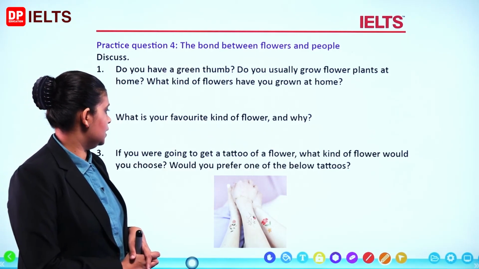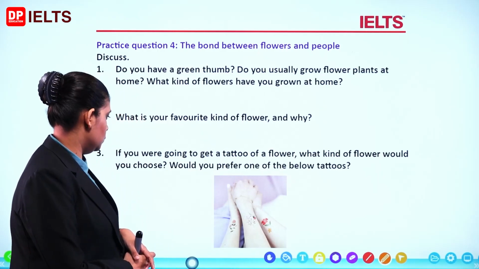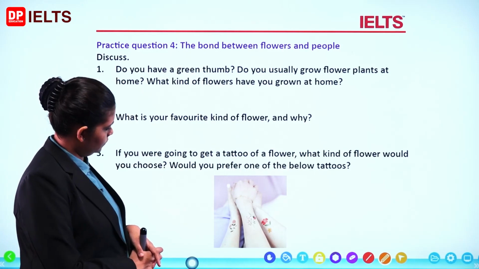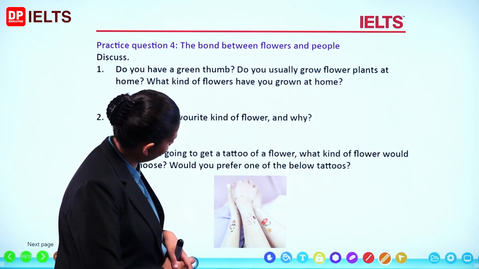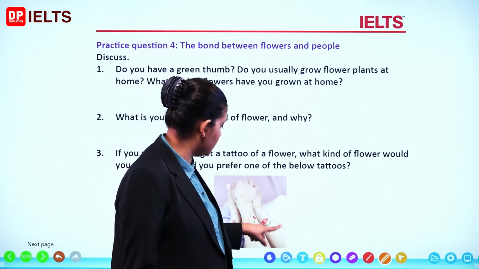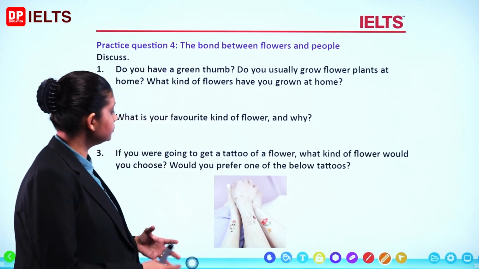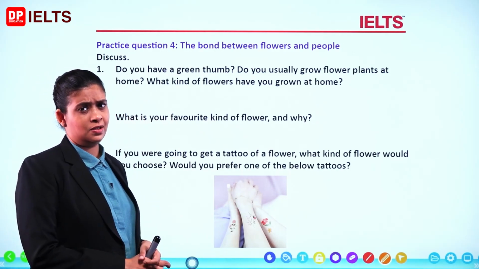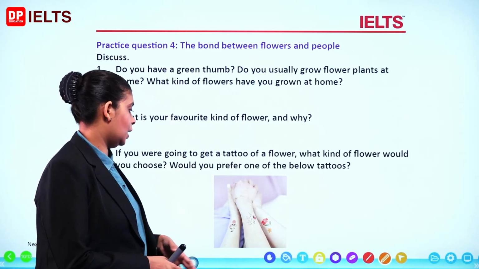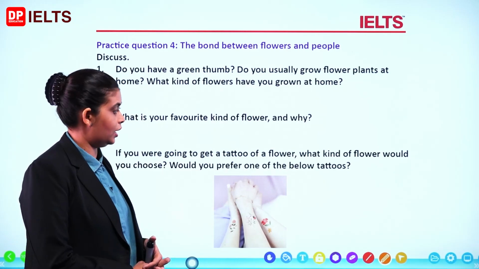If you were going to get a tattoo of a flower, what kind of flower would you choose? Would you prefer one of the below tattoos? Yeah, I mean, I wouldn't mind this red one. I don't know the name, but I wouldn't mind the red one. I'm not a tattoo person, so I really wouldn't get a tattoo. But if I was to, I would definitely like to get this red one because I think it's nice, right?